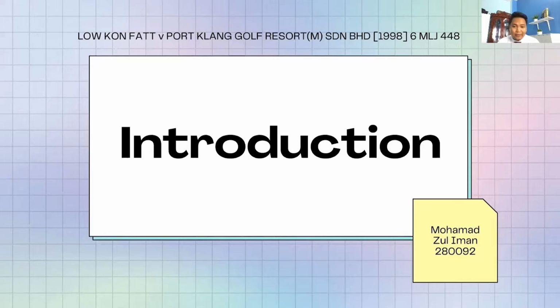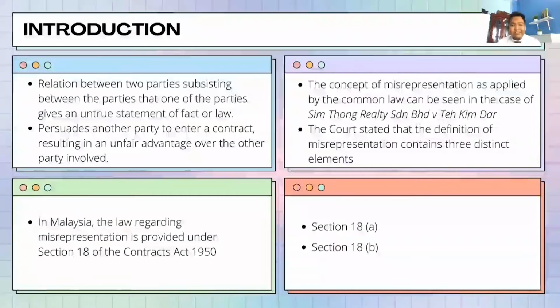Today, for my part, I will be presenting the introduction for our group case review. To begin with, I will be answering the question of what is misrepresentation. The general definition of misrepresentation is a relation subsisting between two parties, where one of the parties gives an untrue statement of fact or law to persuade another party to enter a contract with him, resulting in an unfair advantage over the party involved.